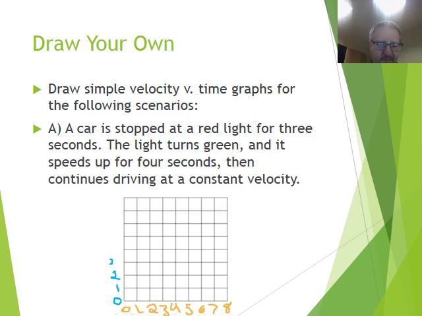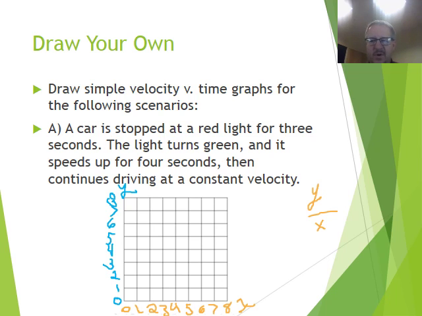And 3, 4, 5, 6, 7, 8. Alright, so it's 8 and 8. 8 across, 8 up. So this is our y-axis, and this is our x-axis. Remember, y over x is the formula. Alright, so the car stopped at a red light for 3 seconds.